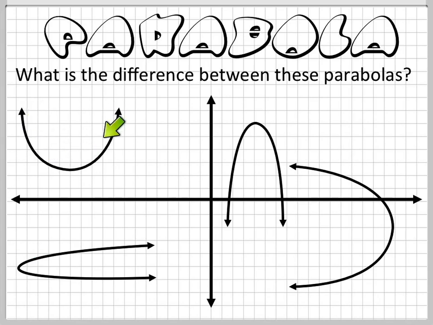This one's facing up, and this one's facing to the right. This one's facing down, and this one's facing to the left. And then the third characteristic is how wide they are. So this one is pretty wide, and this one's pretty narrow. Okay, I think you guys get the point. So we got how wide it is, the location of it on the coordinate plane, and then also where it's pointing.